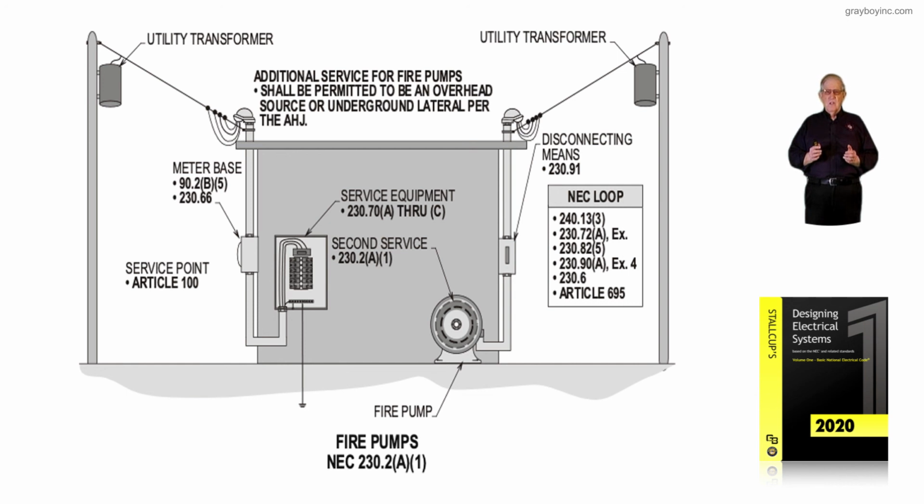But this illustration, 6-1, is just basically addressing fire pumps in accordance with 230.2(A)(1), where additional service could be provided to supply the fire pump.